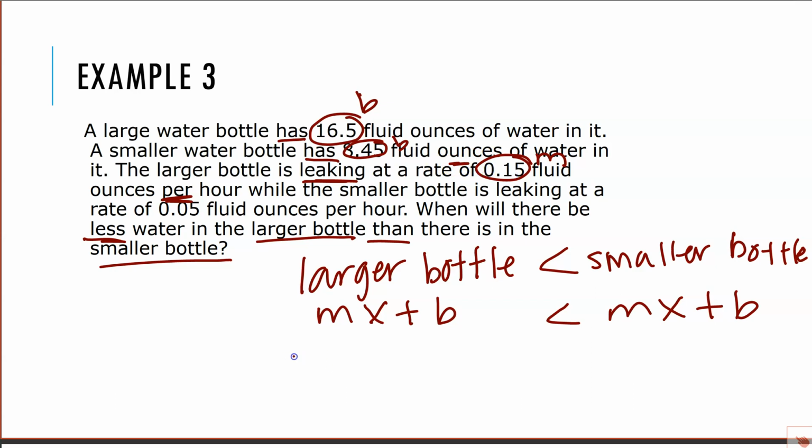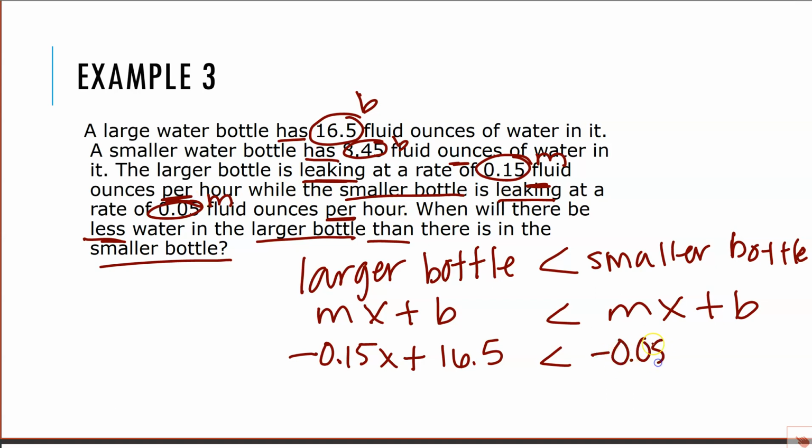Yes, it means negative. So on the larger bottle, it is leaking negative 0.15x, and what was my B? It was 16.5. So these are kind of separate. They did the B separate from the M, so you have to be very careful with this one. And then the smaller water bottle is leaking, again the negative, at a rate of 0.05 fluid ounces per hour. So there is my M, and again it says leaking, so that will be negative 0.05x. And where did it start? What is the B? 8.45.